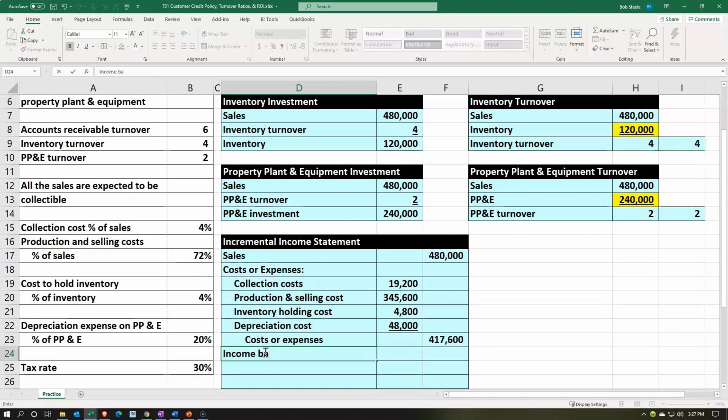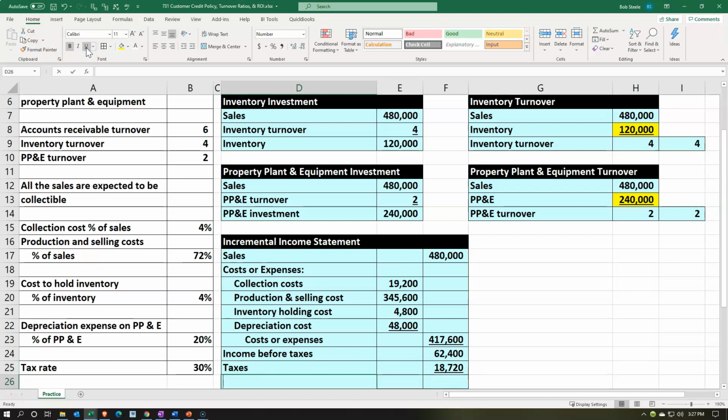We have income before taxes, which we have to calculate in order to then calculate the taxes. So that's going to be equal to the sales minus these costs that we're going to incur from this change. Put an underline here, Home tab, Font Group, Underline. Then we'll calculate the taxes. So taxes, which we believe are 30%. So we're going to take that 62.4 times the 30% for the taxes. Underline this item, Home tab, Font Group, Underline.